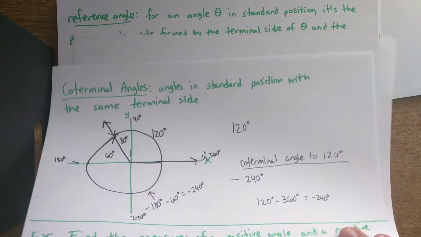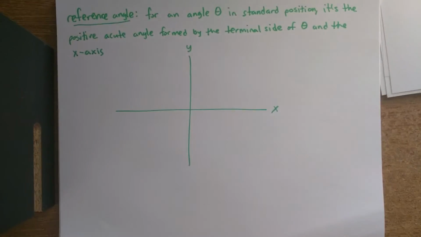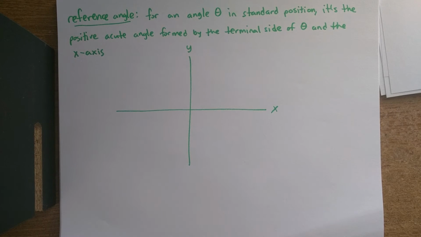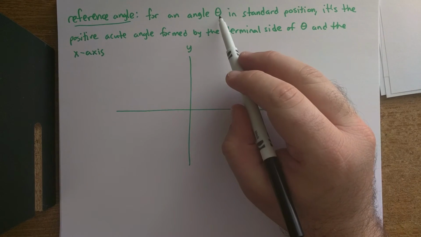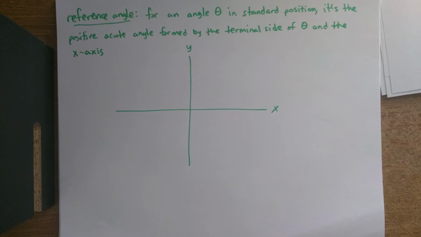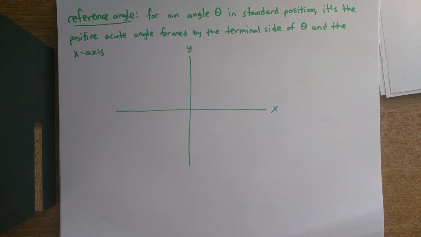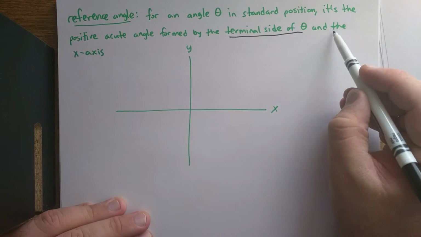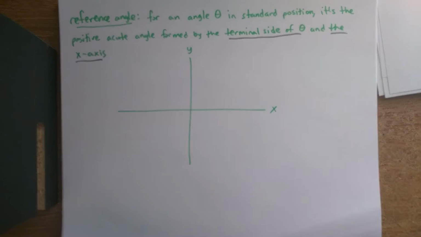Alright. Go ahead and copy this down. Reference angle. For an angle theta, again that's theta, in standard position, it's the positive acute angle formed by the terminal side of theta and the x-axis. So a couple key phrases there are the terminal side of theta and the x-axis. Let's keep that in mind.